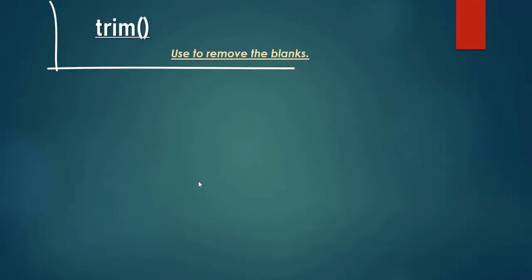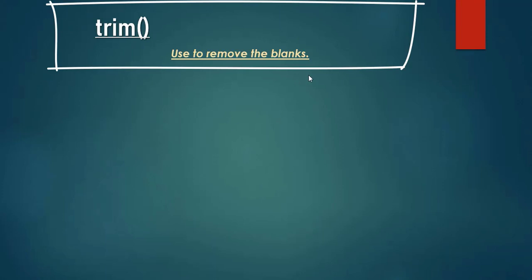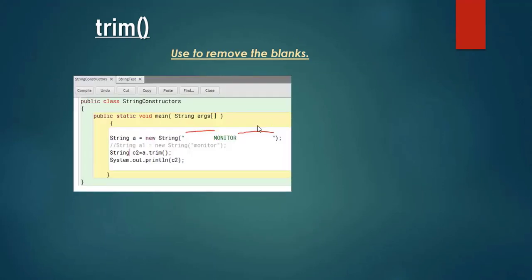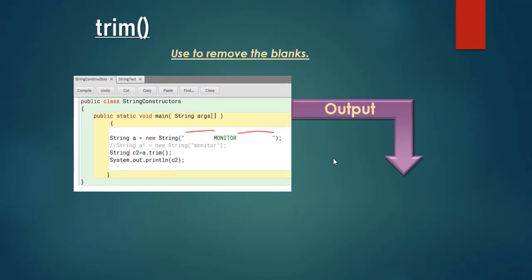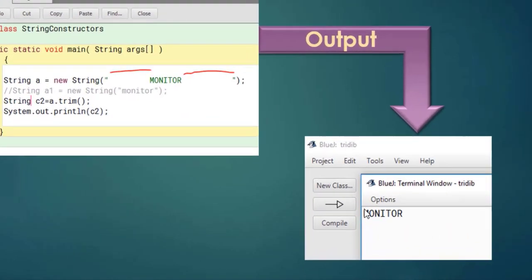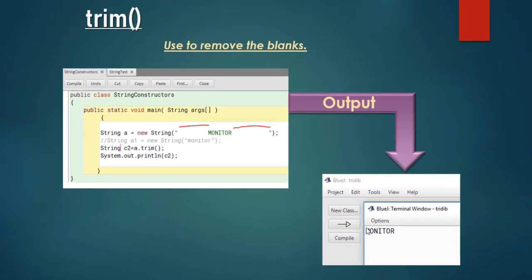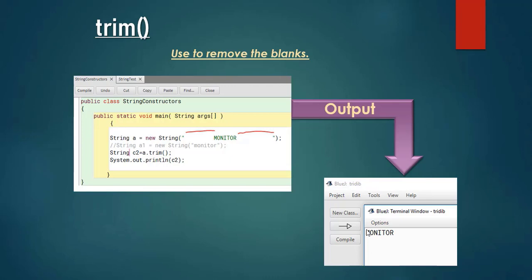The next function that I am going to discuss is trim. This is used to remove the blanks. Like you can see string A equals new string, a gap, then monitor, then again gap. Now if I write string C2 equals A.trim, means I am using the trim function. So only the monitor will come as the output without the spaces. So this is the use of trim function.